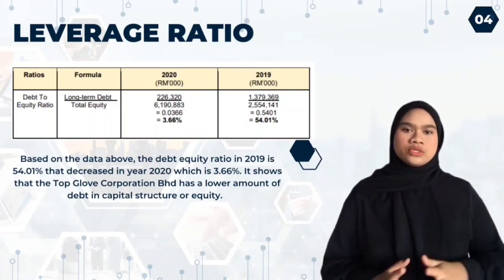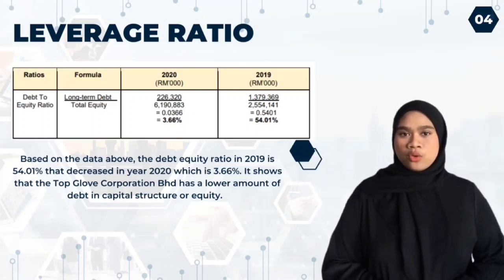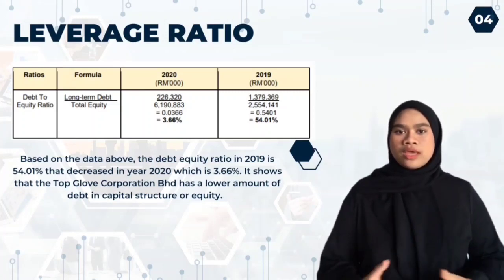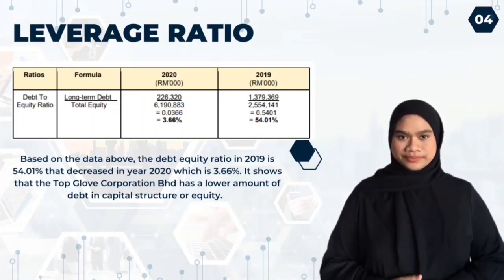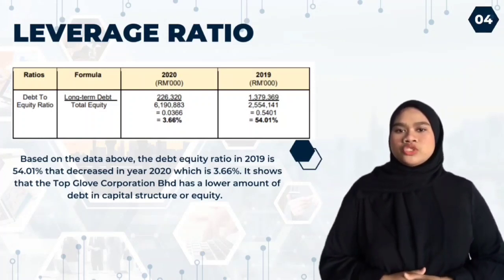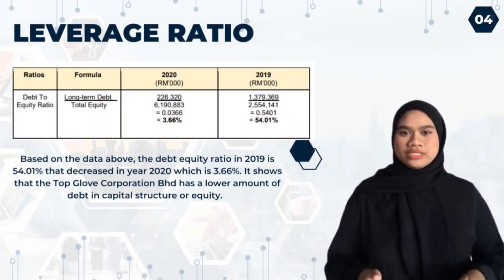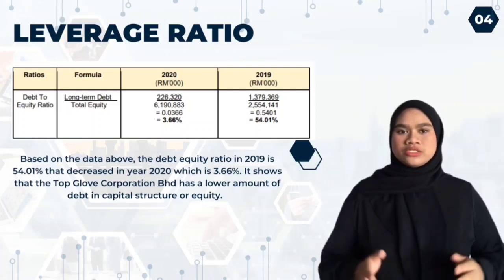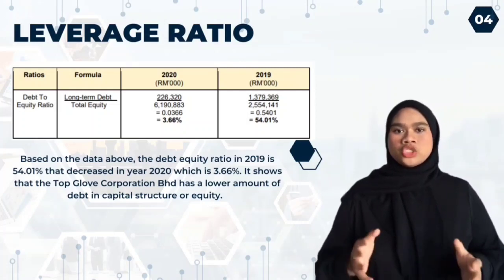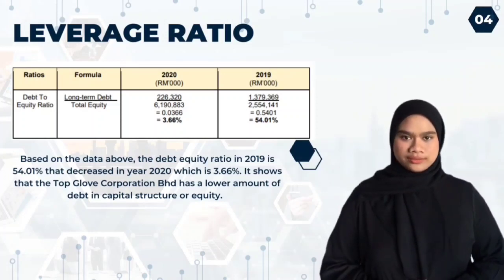while a lower debt to equity ratio shows that a company's finances are very secure, while a higher debt to equity ratio can be viewed as riskier by investors. So, based on the data above, the debt-equity ratio in 2019 is 55.01%, which decreased in 2020 to 3.66%. It shows that Top Glove Corporation Berhad has a lower amount of debt in its capital structure of equity.